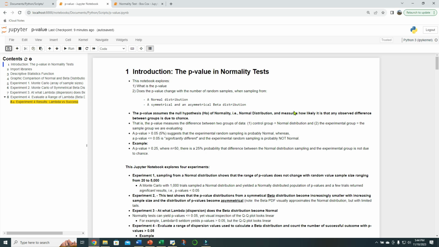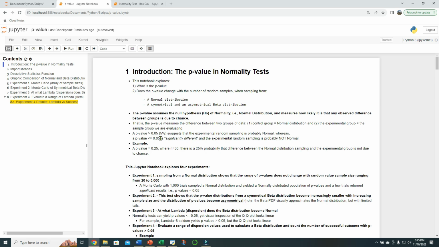it is that any observed difference between groups is due to chance. That is, the p-value measures the difference between two groups of data, a control group, which is equal to the normal distribution, and the experimental group, the sample group we are evaluating.